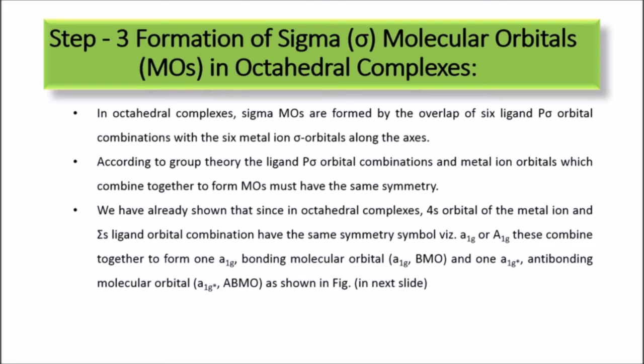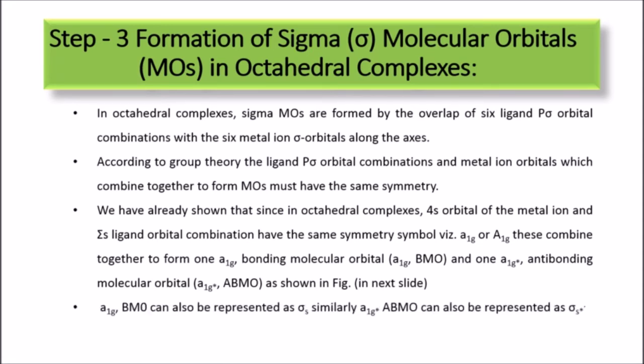We have already shown that in octahedral complexes the 4s orbital of the metal ion and the sigma s ligand orbital combination have the same symmetry symbol, A1G, so they combine together to form one A1G bonding molecular orbital, known as A1G BMO, and an anti-bonding molecular orbital, known as A1G star ABMO, and we can see in the next slide these pictures of this overlapping as well. A1G BMO can also be represented as sigma s, and A1G star ABMO can be represented as sigma s star. S stands for s orbital.